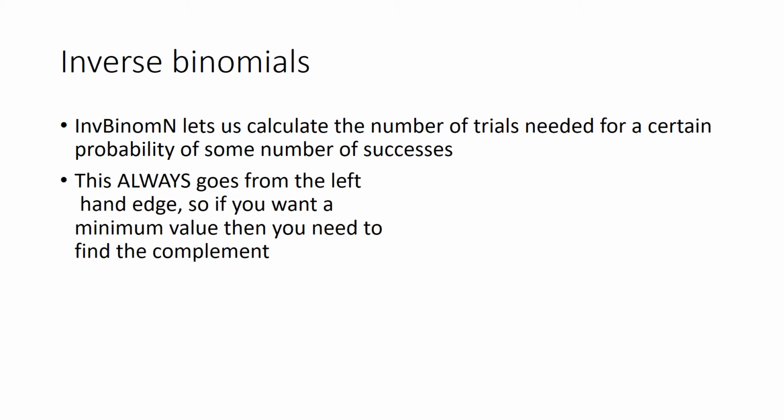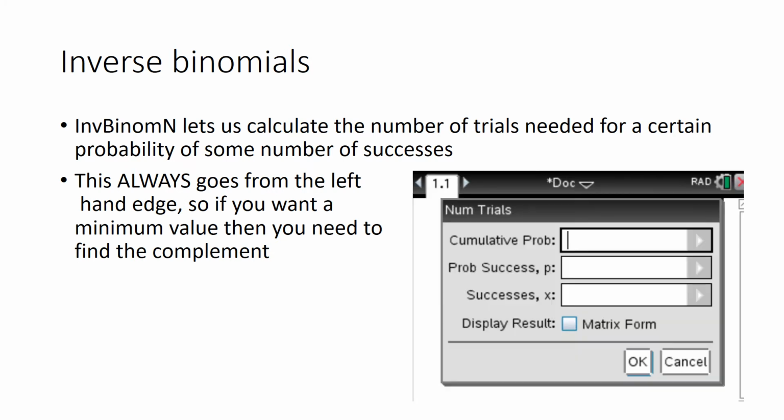When it's doing this, it's important to remember it goes from the left-hand edge. So it will tell you the minimum number of trials such that the probability is less than or equal to the given cumulative probability. So if you want more than or equal to, then you need to find the complement.